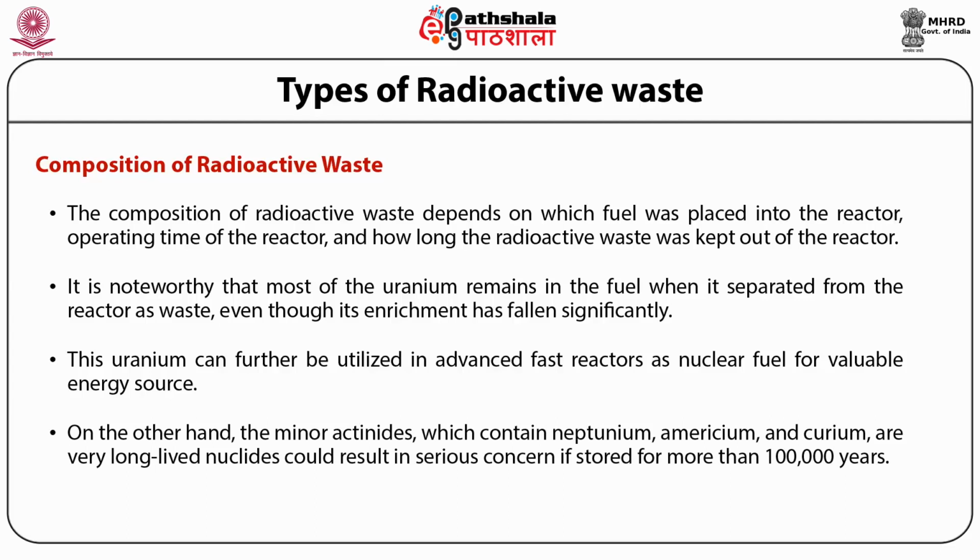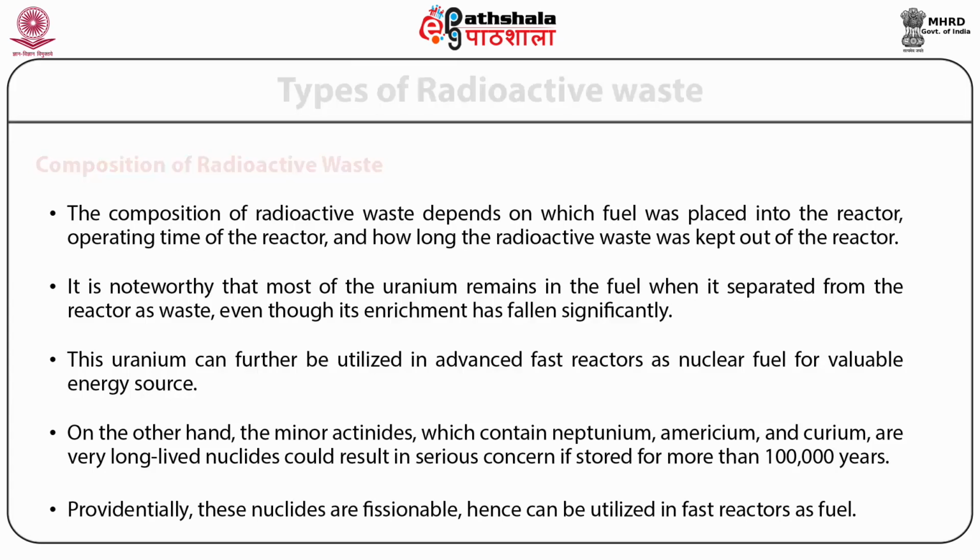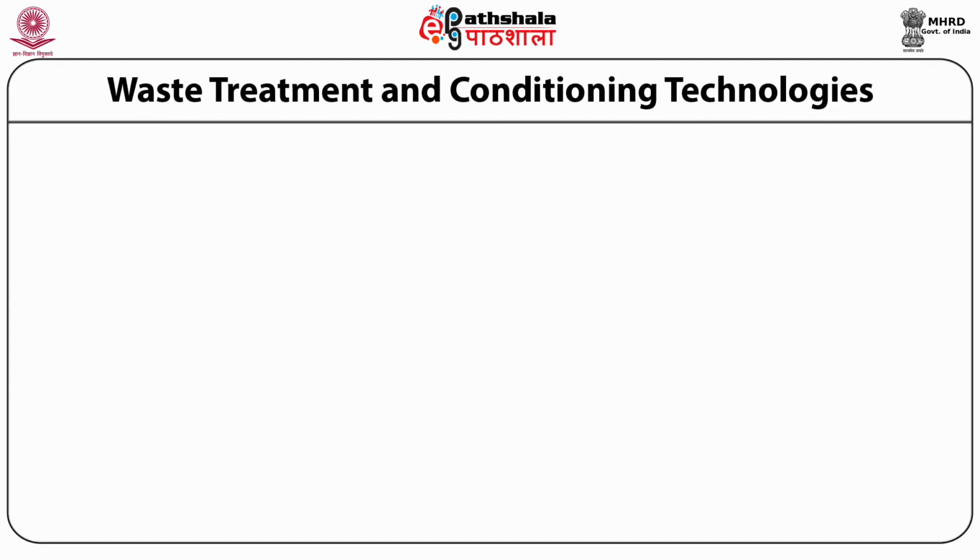On the other hand, the minor actinides, which contain neptunium, americium, and curium, are very long-lived nuclides that could result in serious concern if stored for more than 100,000 years. Providentially, these nuclides are fissionable, hence can be utilized in fast reactors as fuel. In this slide, students, we will be discussing the waste treatment technologies and conditioning technologies. So let us start with the waste treatment technologies.